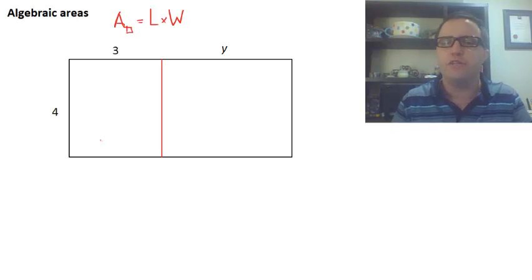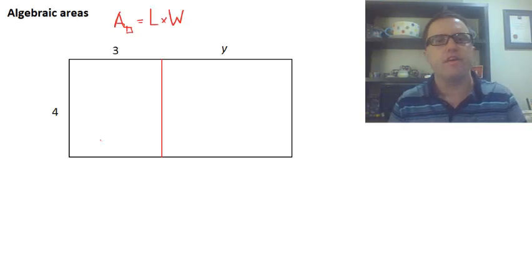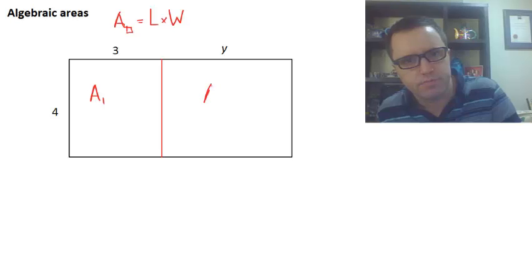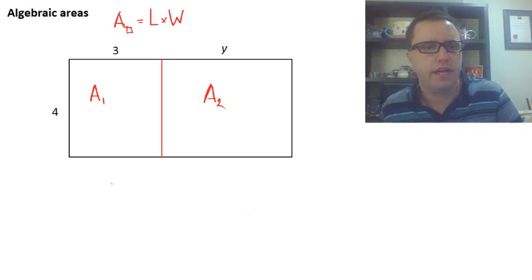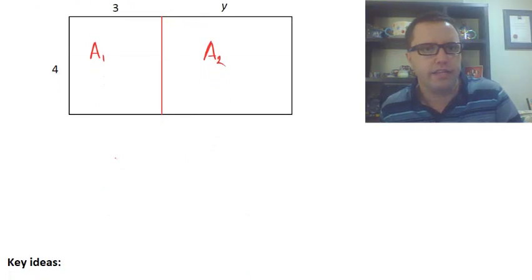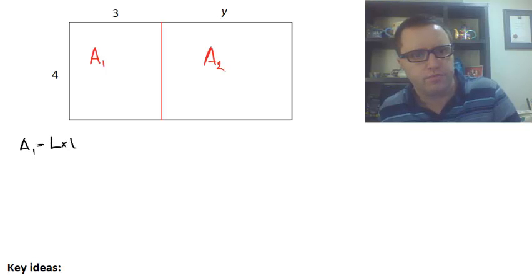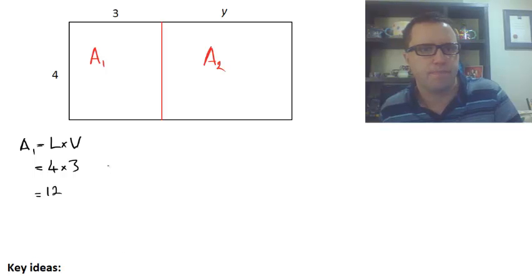Now, if we have a look at this rectangle here, there's a couple of ways we can go about talking about its area. The first one is to call this part area 1 and this part area 2, so we can work out each piece. Let's look at area 1 first. Area 1 is equal to its length times its width, so this one times this one up here, 4 times 3, which is 12.